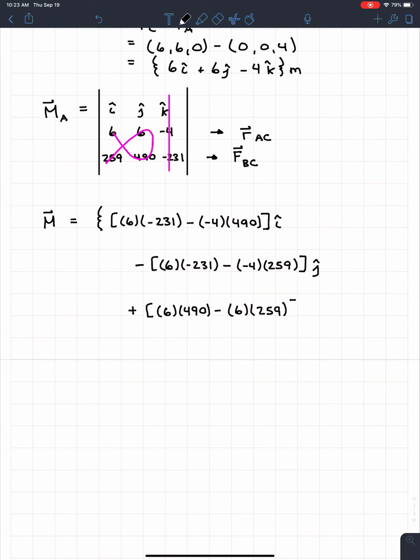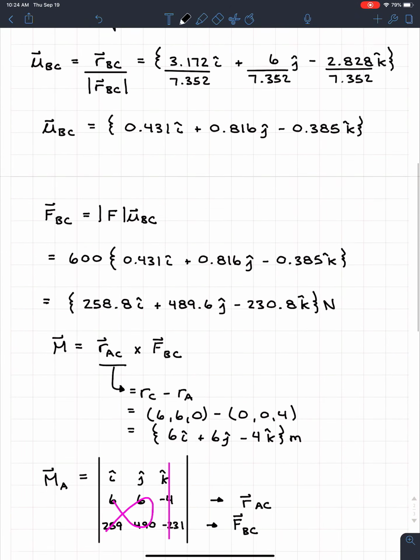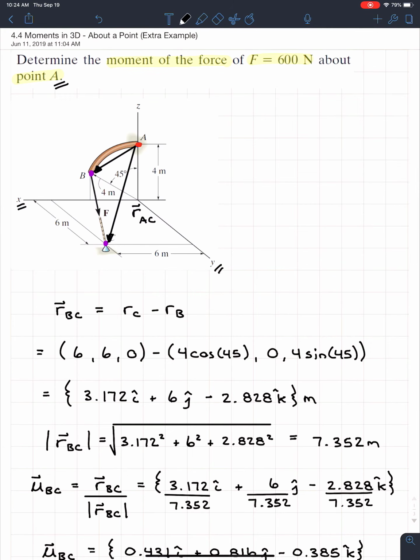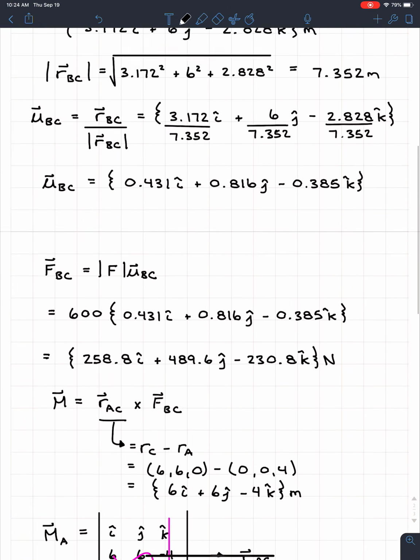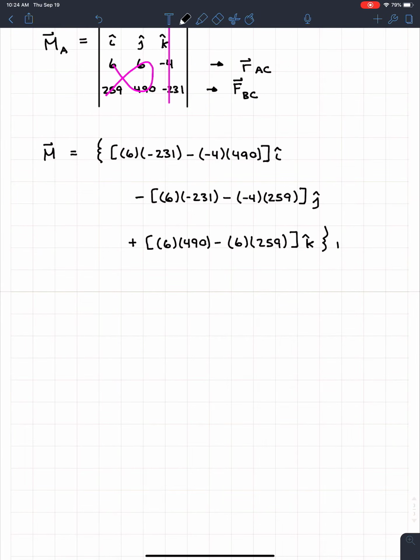In the bracket, and what we get is that's the k direction. And of course that's the last direction, so we can close the bracket. And then we have to put the units on this because of course it's a moment. So for force we're dealing with newtons, and for the distances we're dealing with meters. So the units for this case would be newton times meters. So this would be the final answer.